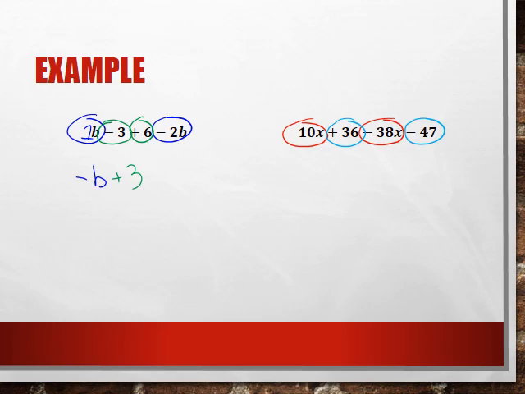So, looking at the x's, I have a positive 10x and a negative 38x. I will subtract there, and because I have different signs, that gives me a negative 28x. Now, looking at my numbers, I have a positive 36 and a negative 47, and that would give me a negative 11, giving me a final answer of negative 28x minus 11.